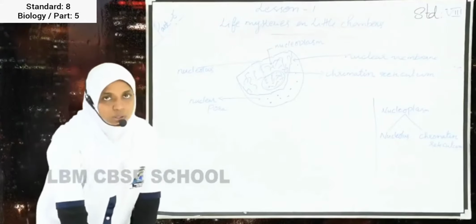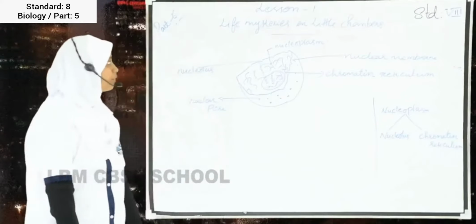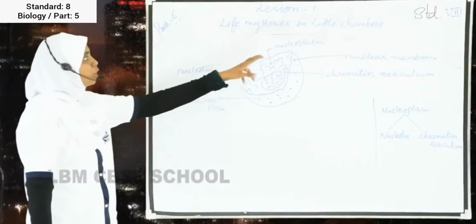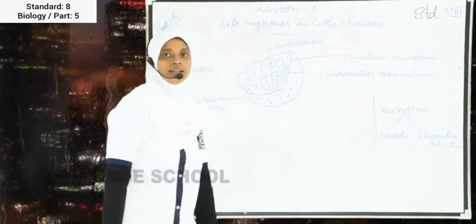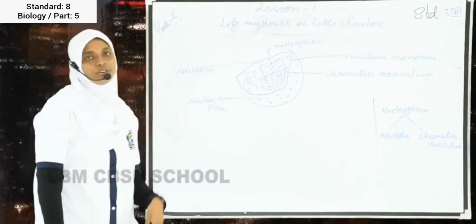So we are going to discuss the different parts of the nucleus. What are the different parts of the nucleus? Nucleolus, nuclear pore, nucleoplasm, nuclear membrane and chromatin reticulum are the different parts of a nucleus. Now we are going to discuss their functions also.